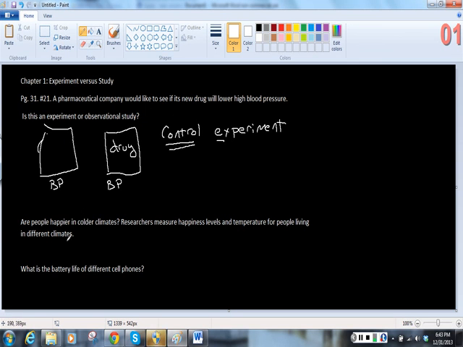Here's an example of a question that was part of a student's project from last term, and it was actually a very good project. The question was, are people happier in colder climates? The researchers wanted to measure happiness levels and temperature for people living in different climates. For each person in different cities, you were going to measure some sort of happiness level, and then measure the temperature, maybe the average temperature of where they were in that city. So is this an experiment or an observational study? This one is an observational study.